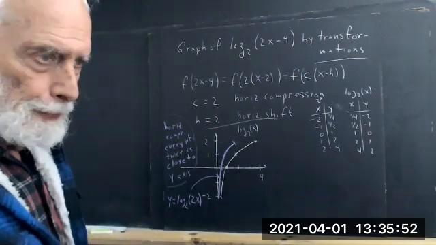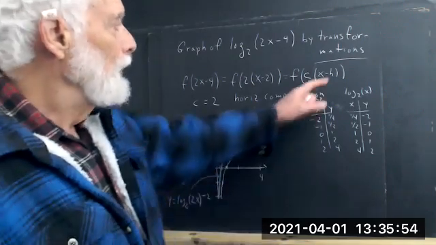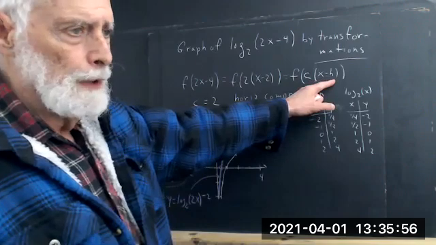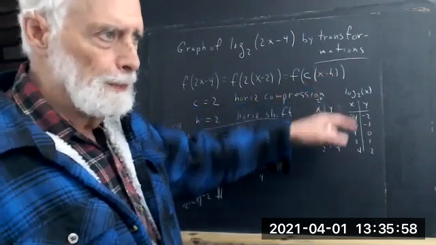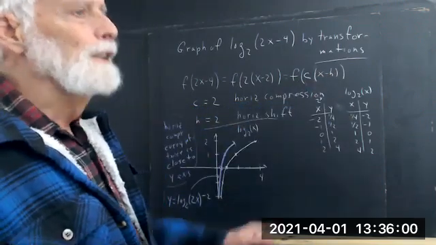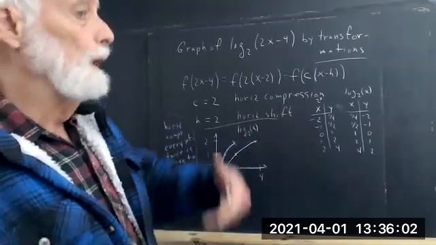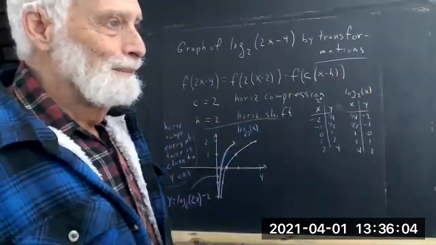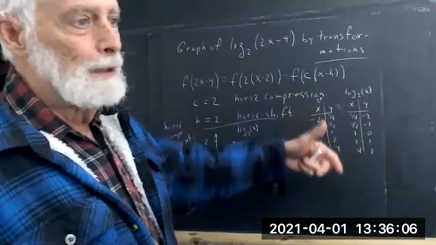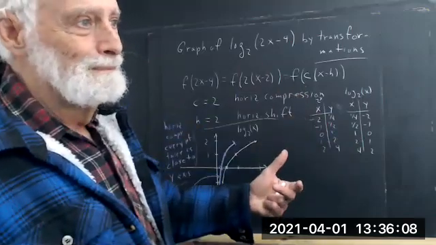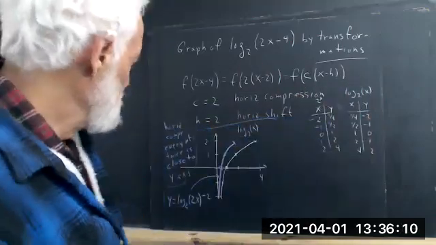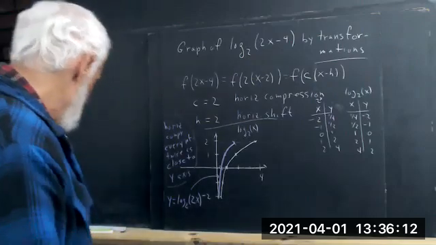Now we shift this h units in the x direction, because when you replace x by x minus h, to get the same y value, your x has to be h units bigger. To make x minus h as big as x would have been, it's got to be h units bigger because you're subtracting the h.